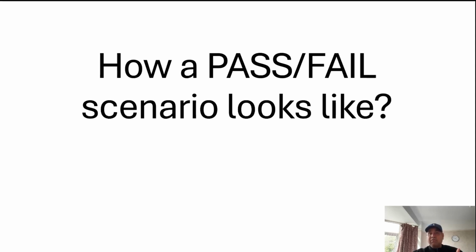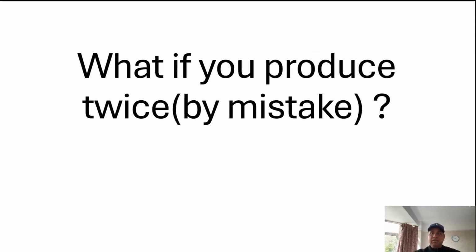That means the produce fails. Basically, you are trying to put a message and it fails. What if you produce a message twice, whether by mistake or intentionally? So what happens to the system? Is there something in place which detects that you produced twice, or does your system fail? So can you test the idempotency or the duplicate messages of your system, in the sense that when you produce a message twice, what happens to the system? You have to validate that.